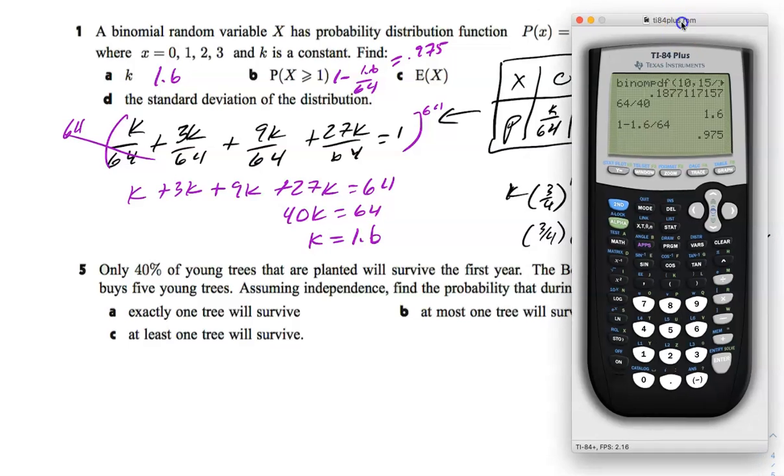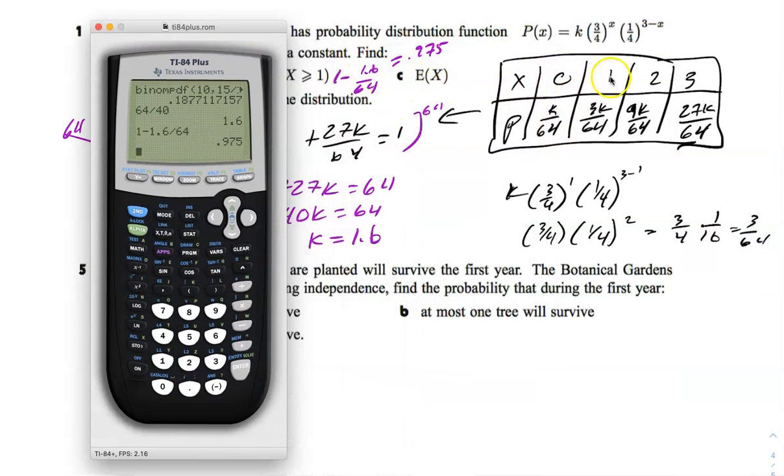Okay. Find the expected value. Remember the way we do it? You multiply all these together and add them up. So I'm going to multiply 1 times, let's go 1 through here, 3 times 1.6 divided by 64. That's fine, because when you multiply, it doesn't matter what order.